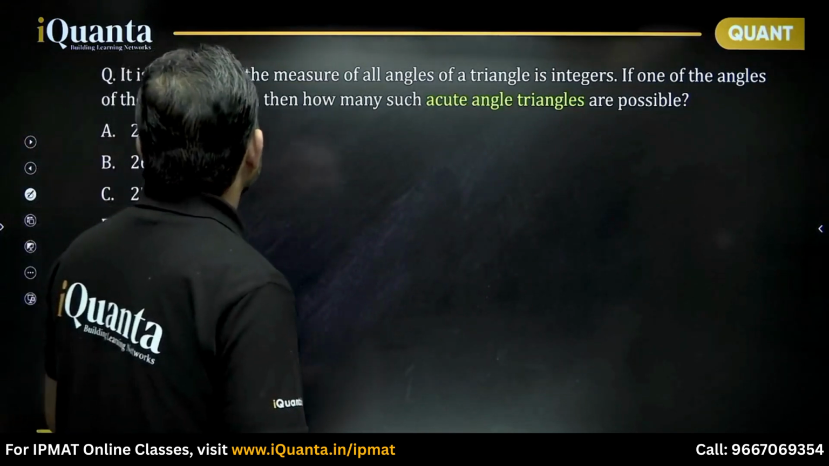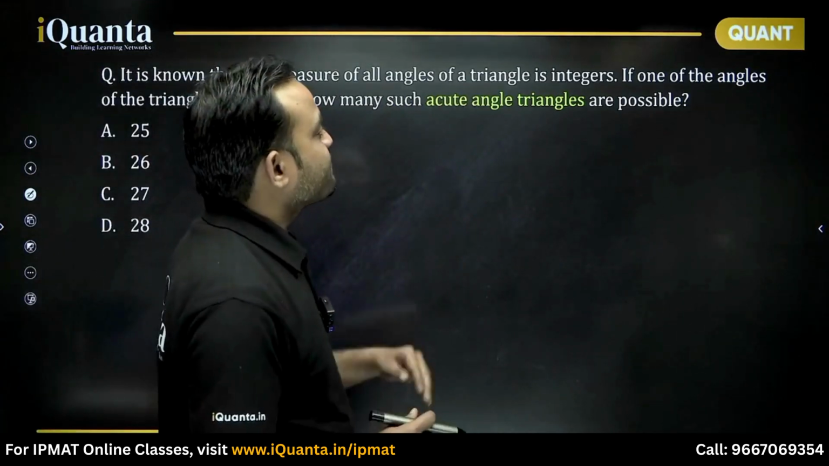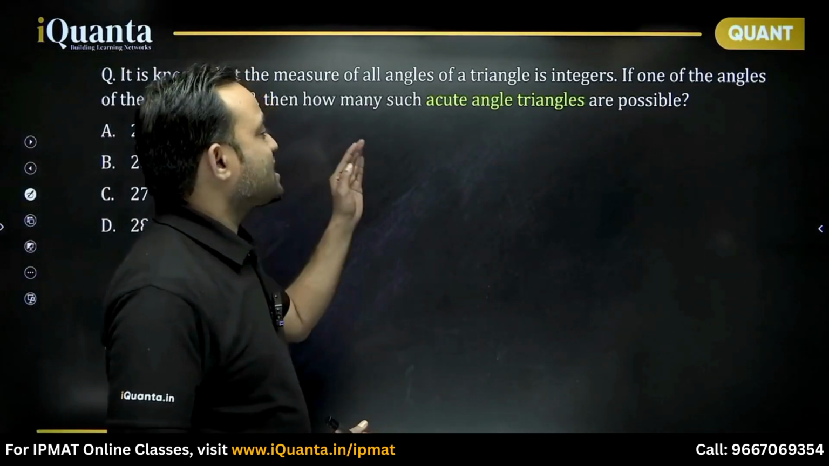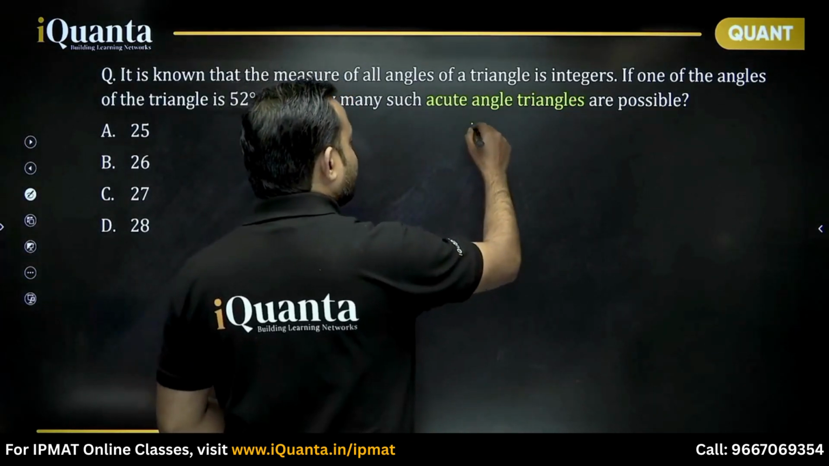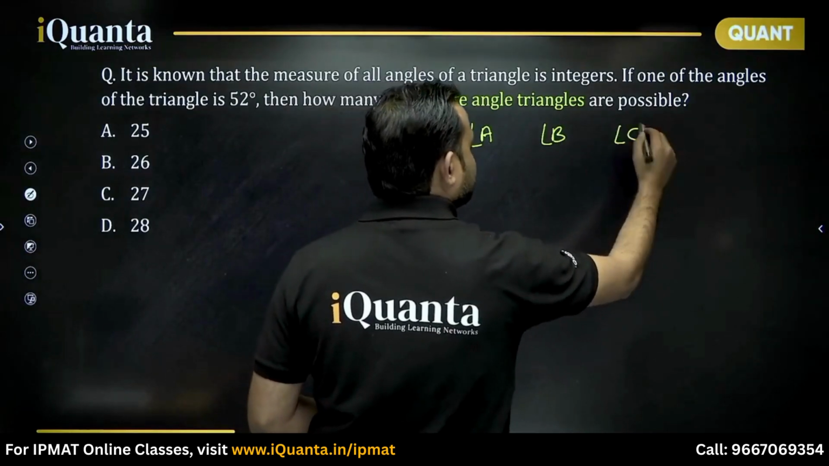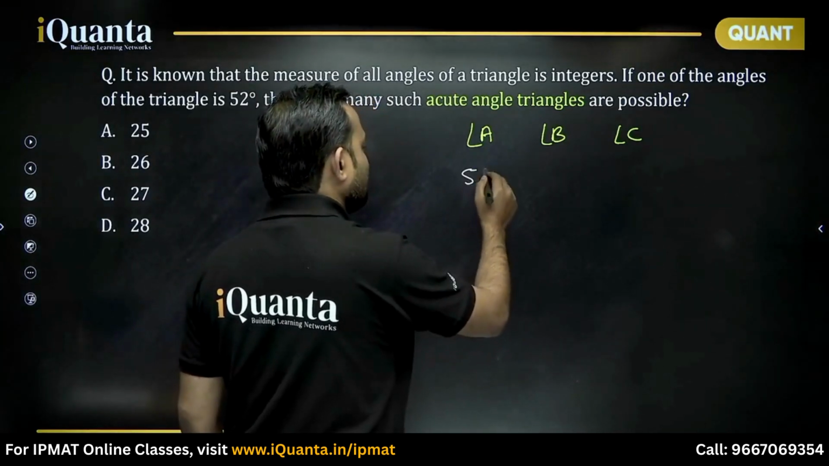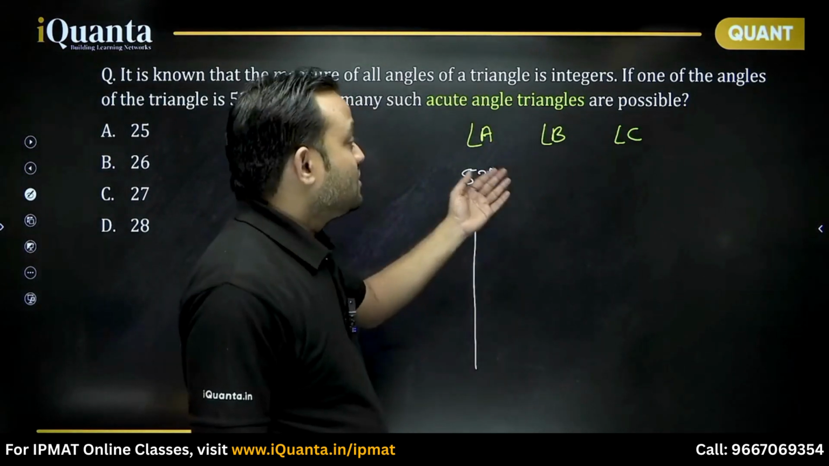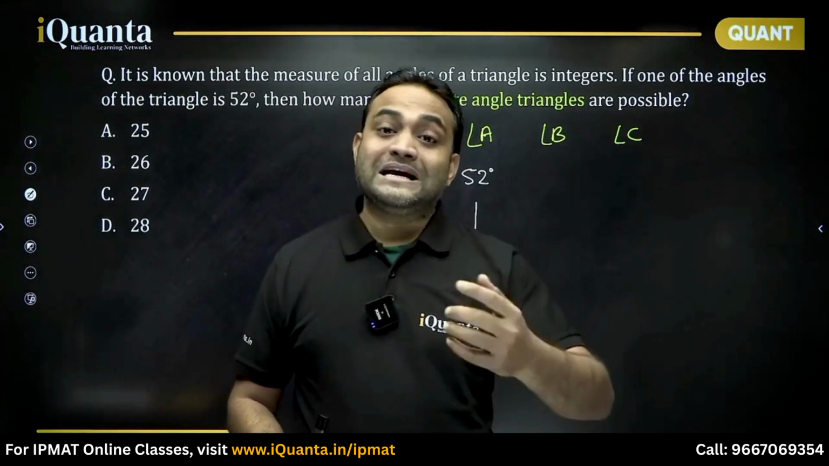First question. It is known that the measure of all angles of a triangle is an integer. If one of the angles of the triangle is 52 degrees, then how many such acute angle triangles are possible? So let's say we have three angles: angle A, angle B, and angle C. Now it's given that one of the angles is 52 degrees, that we have fixed. Then all three angles should be acute, right? So all the angles must be less than 90 degrees.